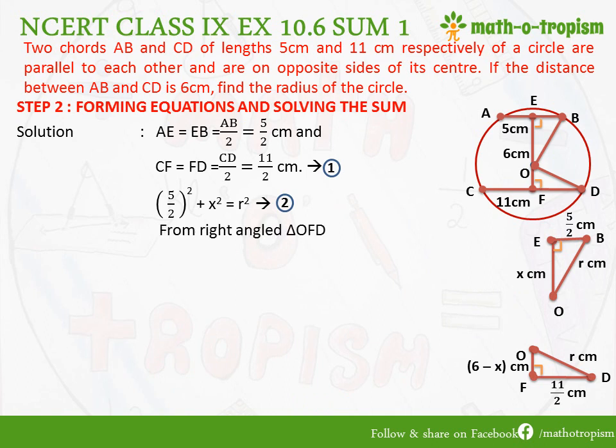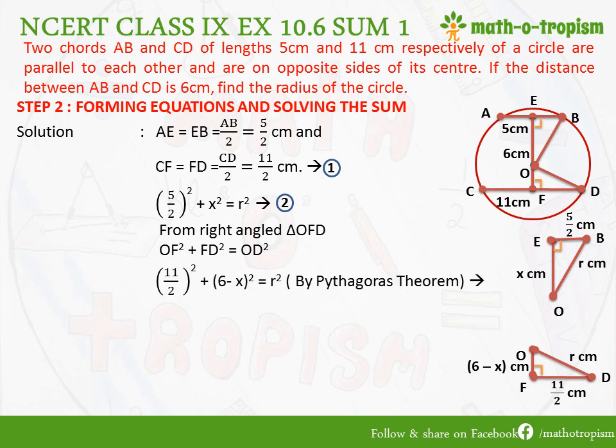So taking the triangle OFD, again it is a right angle triangle, so we can apply the Pythagoras theorem. So OF square plus FD square is equal to OD square, which means (11 by 2) the whole square plus (6 minus x) the whole square is equal to r square. Let us keep this as equation 3.